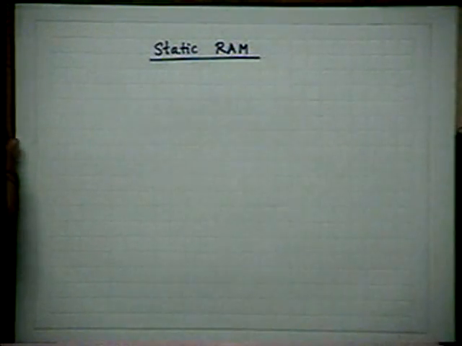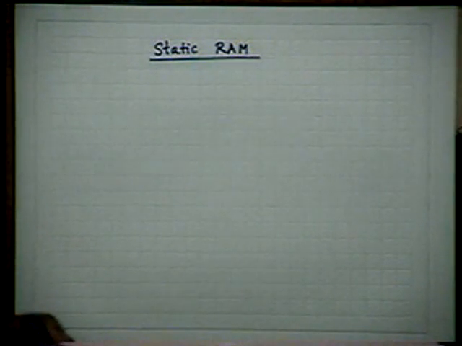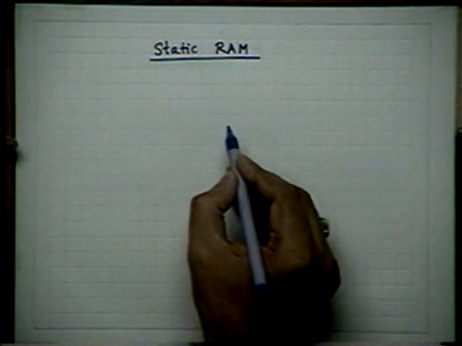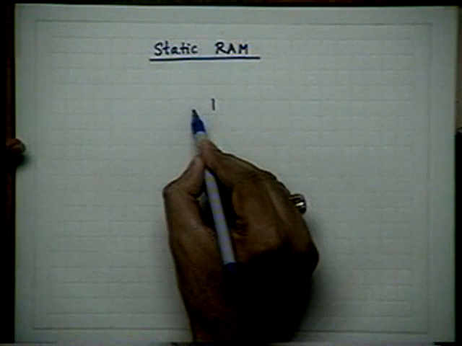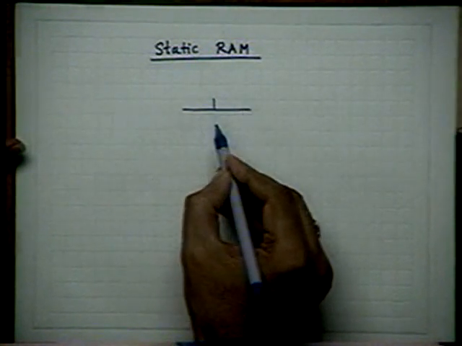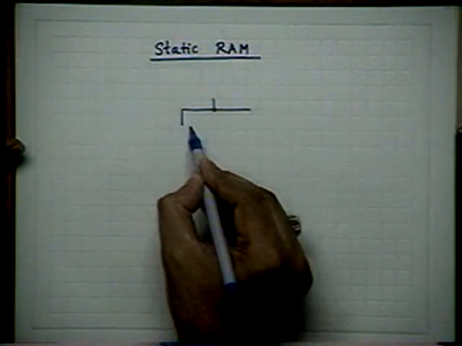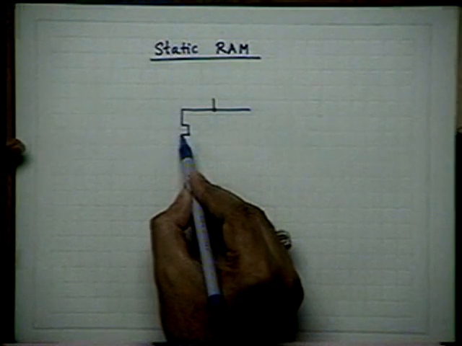Static random access memory. You can access any memory element randomly. That's why the name random access memory. The basic memory cell is like this. This you have studied, I'm sure. There is one single latch, two inverters connected back to back.